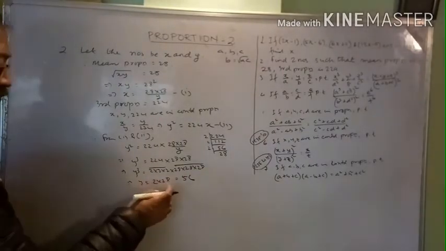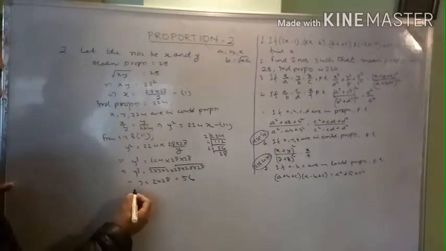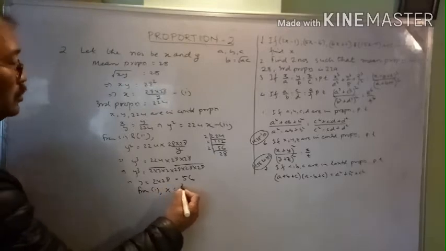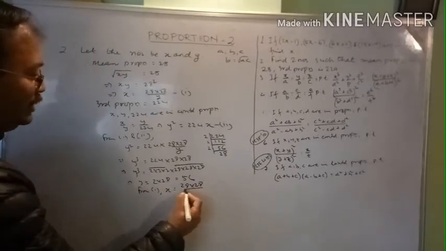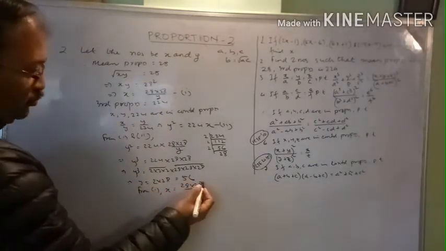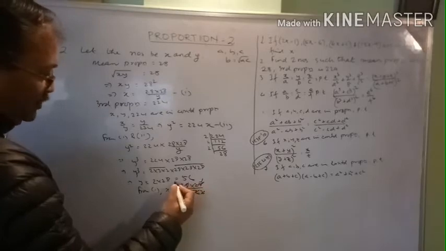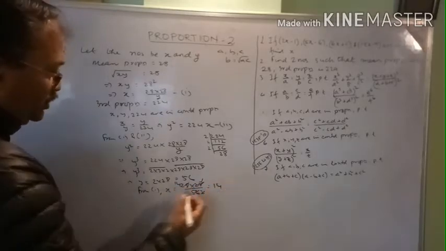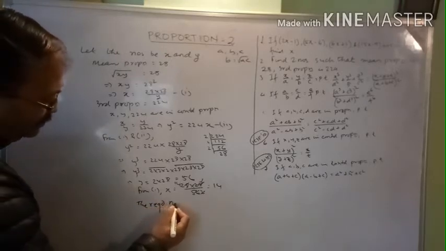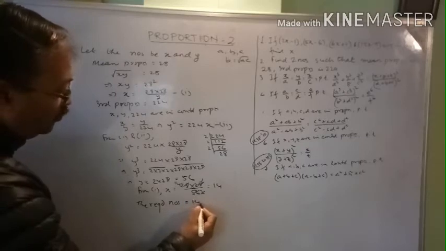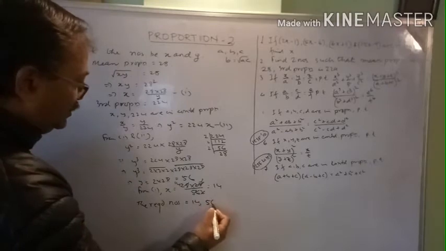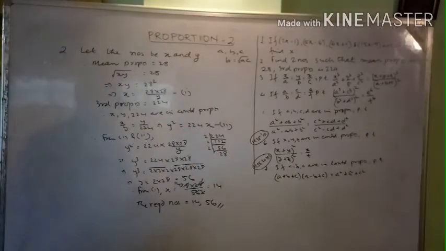Now we'll put the value of y in equation 1 and find x. So therefore, from 1, x equal to 28 into 28 by 56, because the value of y is 56. So 28 will go here 2 times, 2 will go here 14 times. So x equal to 14. So finally, the required numbers are 14 and the other number we got is 56. So these are the two numbers.